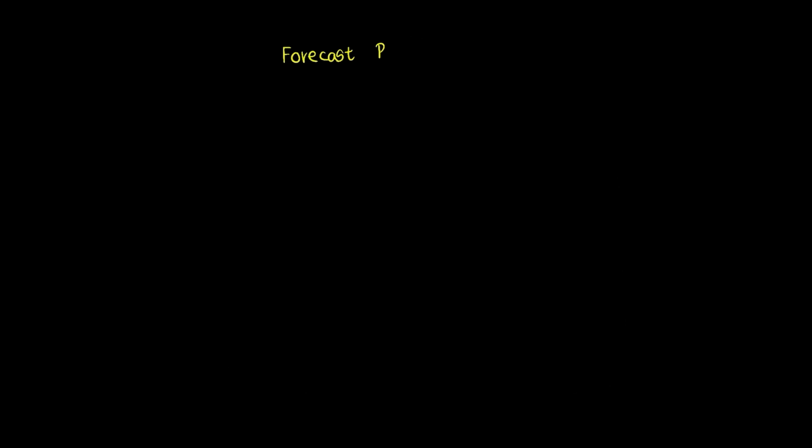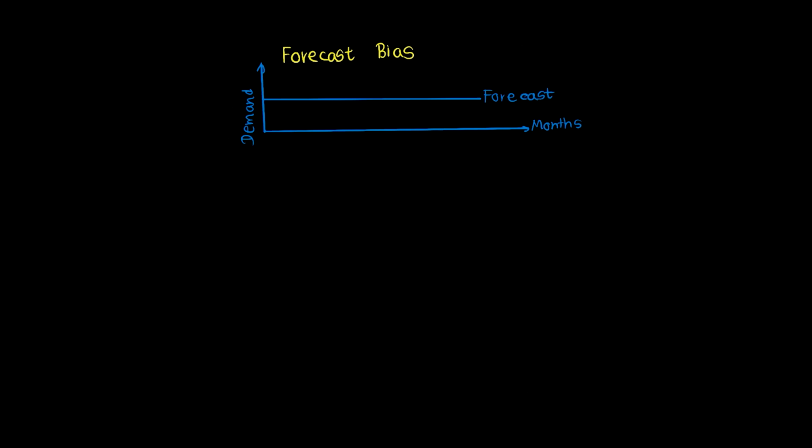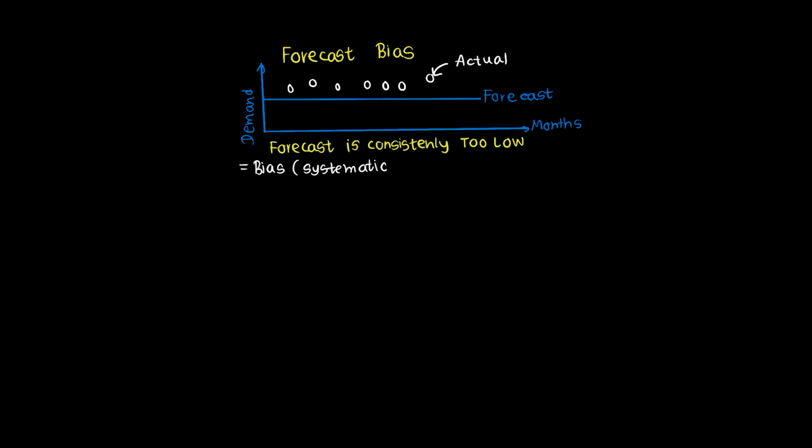Forecast bias is about direction, not size. This retail chain wants to know whether its forecasts are consistently too high or too low over time. If the forecast overshoots actual demand month after month, or undershoots it month after month, that persistent, one-directional pattern is bias. The forecasting model is systematically leaning one way.